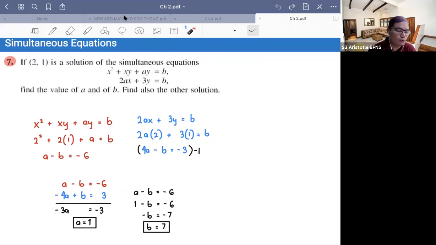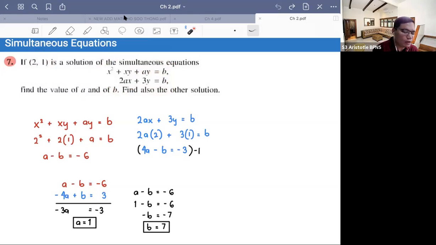Number 7. If (2, 1) is a solution of the simultaneous equations x squared plus xy plus ay equals b, and 2ax plus 3y equals b. So these are your simultaneous equations. Find the value of a and of b. Find also the other solution.